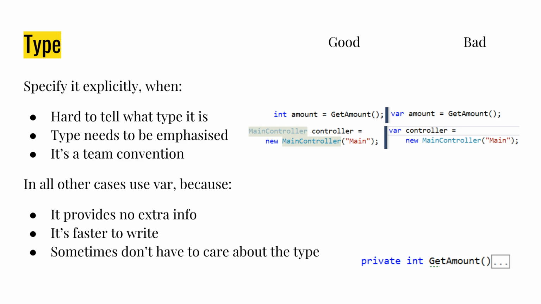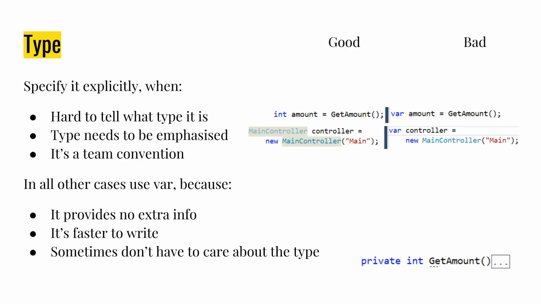Don't be afraid of mixing var and explicit type, because the intention is what matters the most. If it helps to read it better, use the type explicitly. So in this case, we wrote int amount because we cannot tell what GetAmount returns without looking inside. So we spend time looking into details when we can just save time writing the type explicitly.